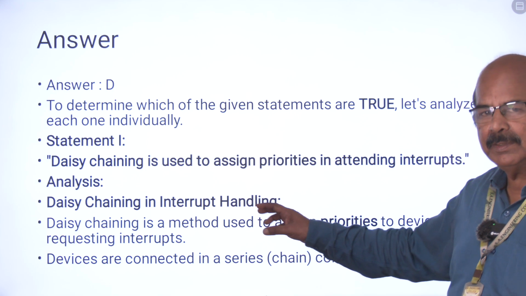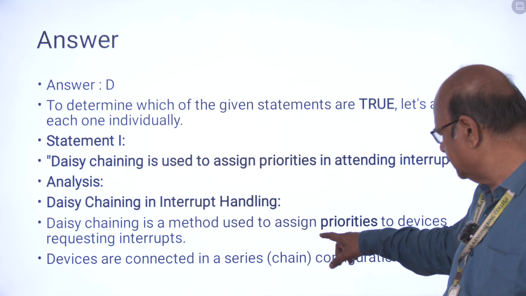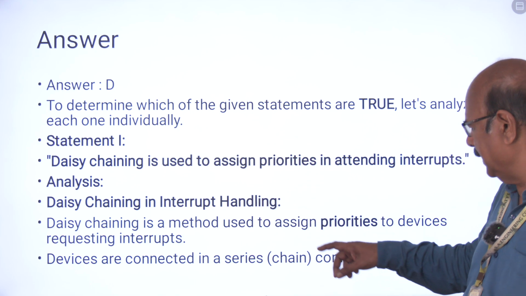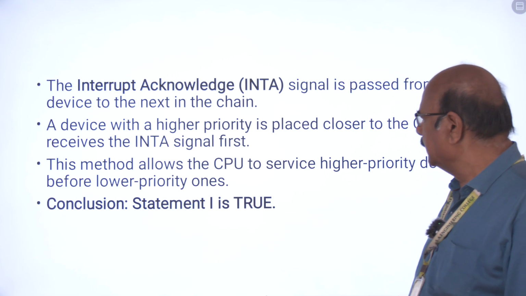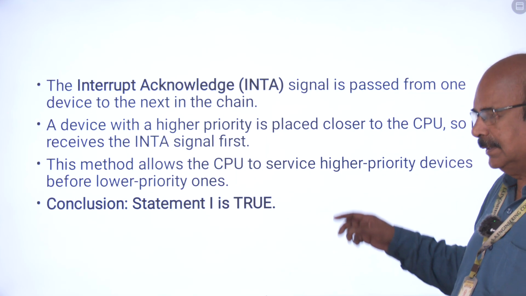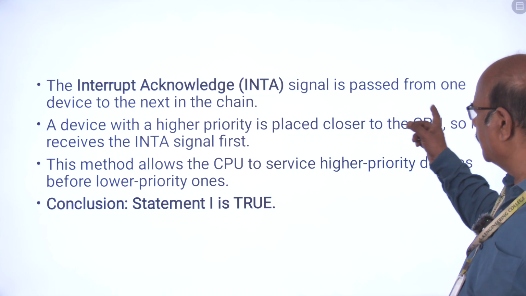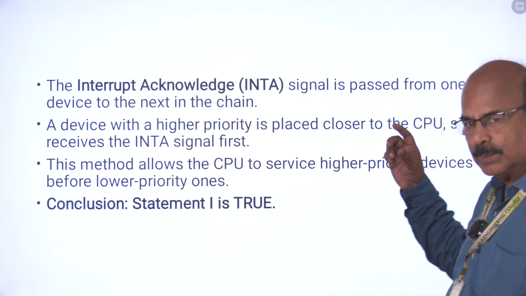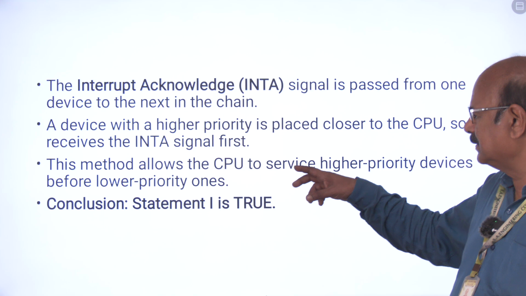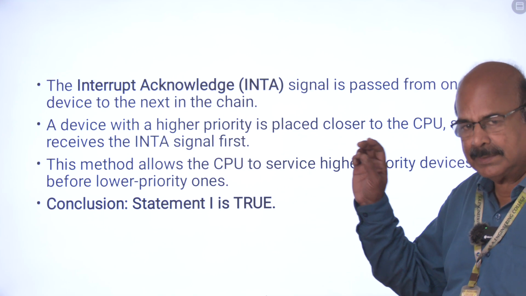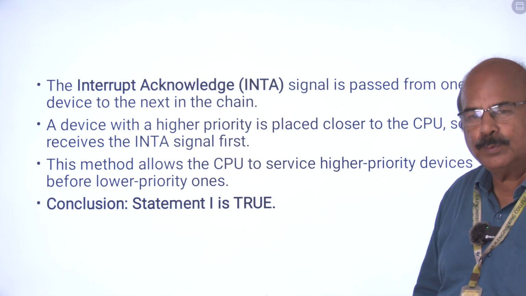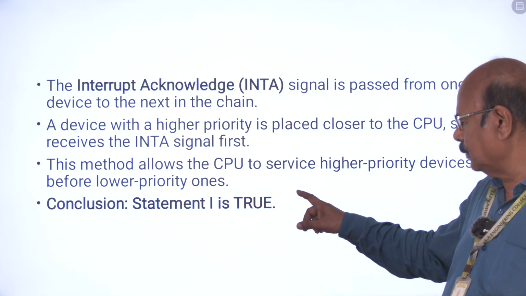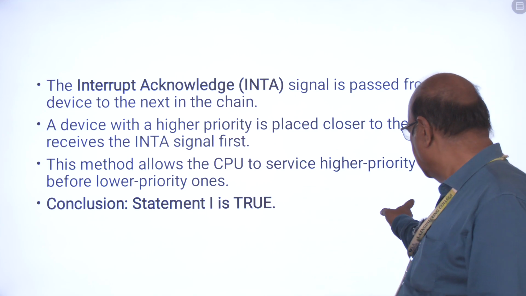The devices are configured in a series, connected in a chain. That's why it's called a daisy chain. Here the interrupt acknowledge, INTA, is passed from one device to the next in the chain. A device with higher priority is placed closer to the CPU, so it receives the interrupt acknowledgement signal first. This method allows the CPU to service higher priority devices before lower priority ones. So the conclusion: this statement is true. Let us see the next one.